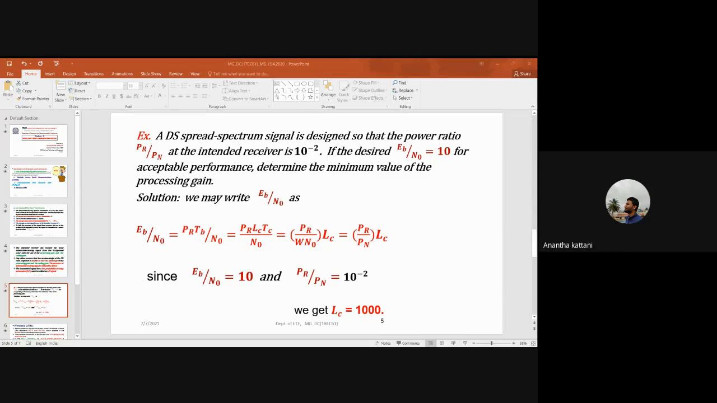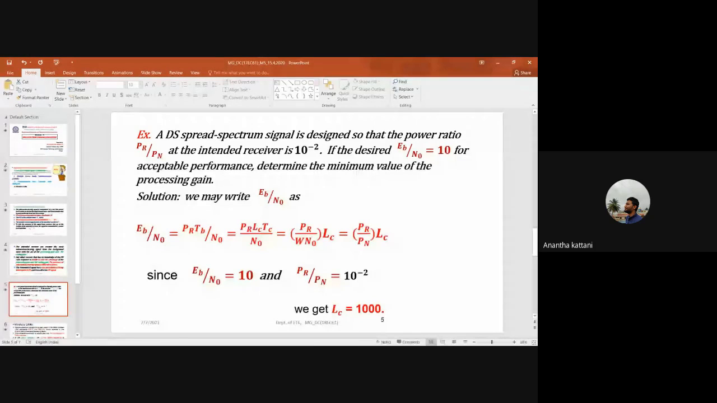A DS spread spectrum signal is designed so that the power ratio PR by PN at the intended receiver is 10 to the power of minus 2. If the desired Eb by N naught equals 10 for acceptable performance, determine the minimum value of the processing gain.